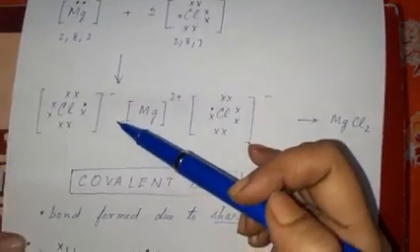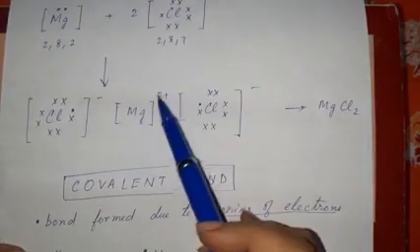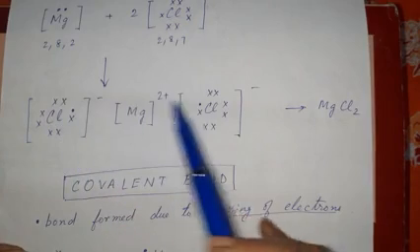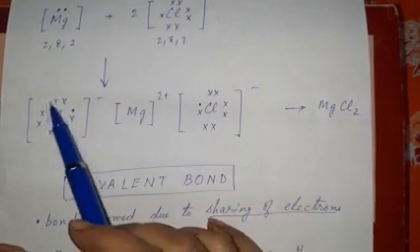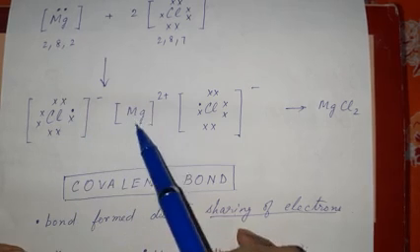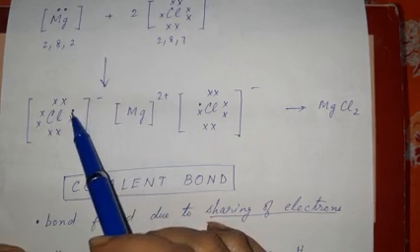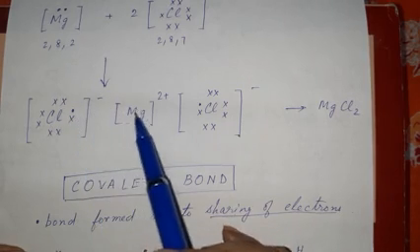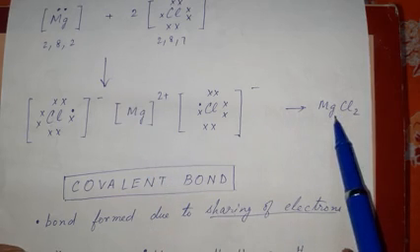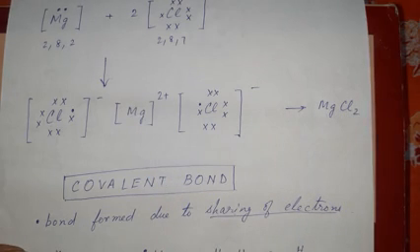Now here you can see Mg2+, Cl-, Cl-, each having 8 electrons in the outermost orbit, and the minus charge comes due to the extra electron which it has obtained from magnesium. So it gives magnesium chloride, MgCl2.